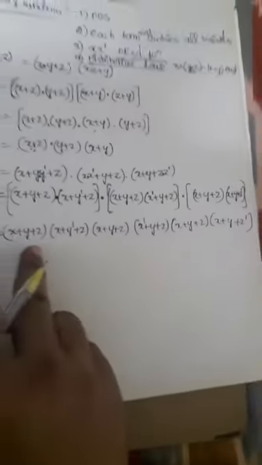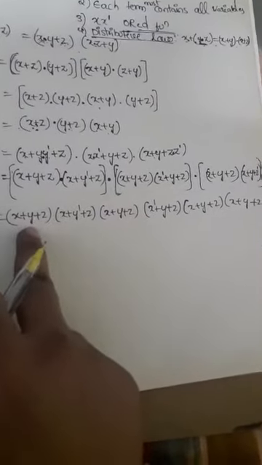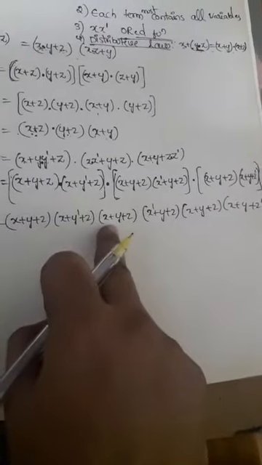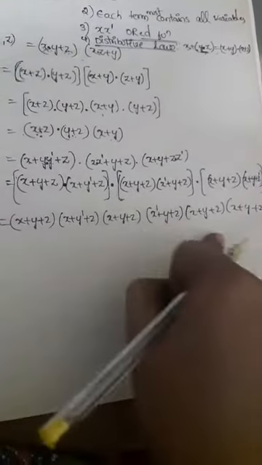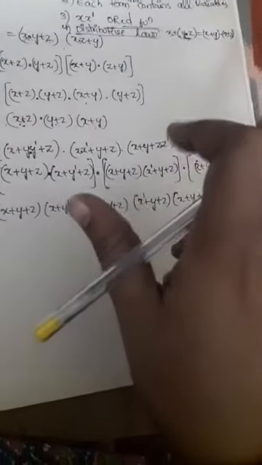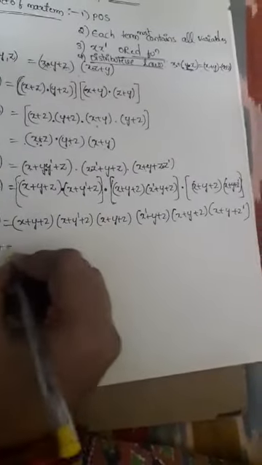Okay, here check where any term is repeated. x plus y plus z, x plus y plus z, x plus y plus z, it is repeated three times. A into a is nothing but a, right? So f(x, y, z) = I can take it as this one.